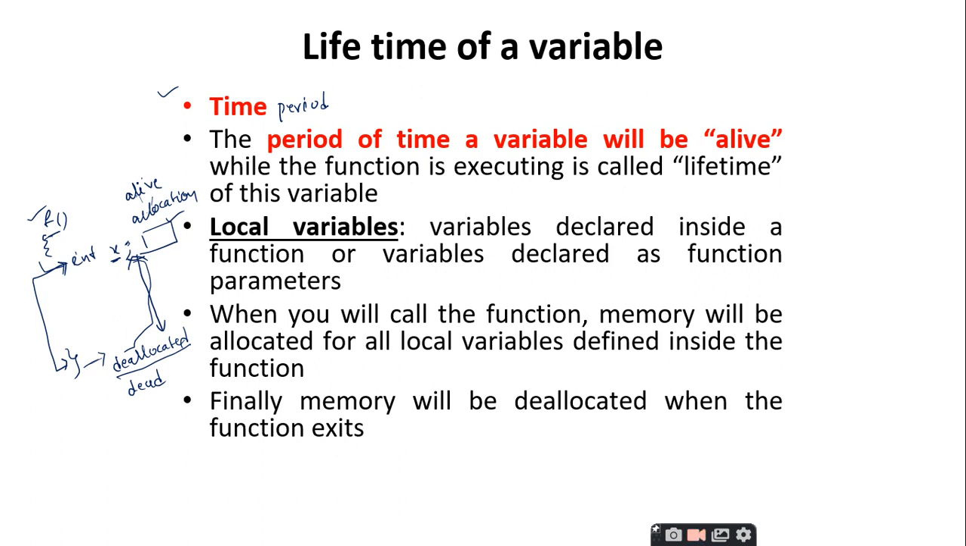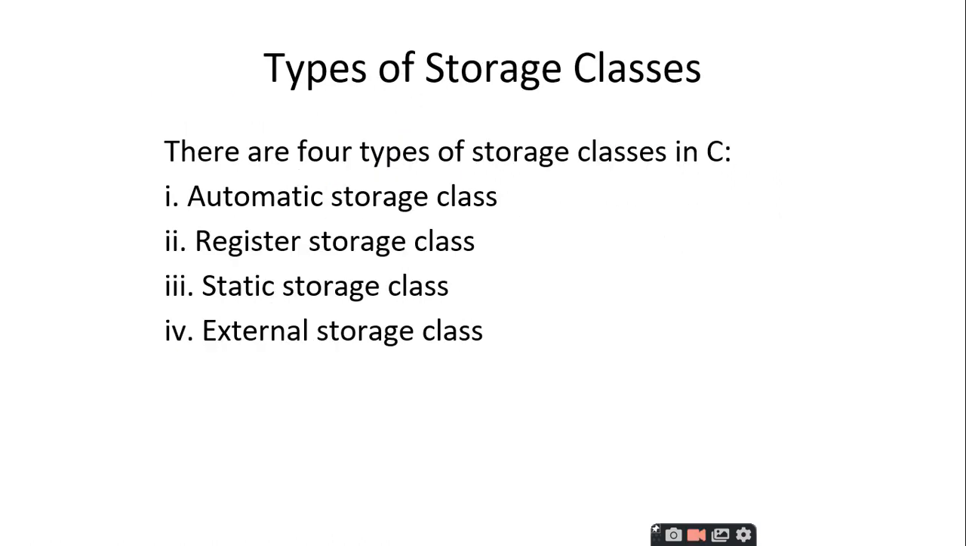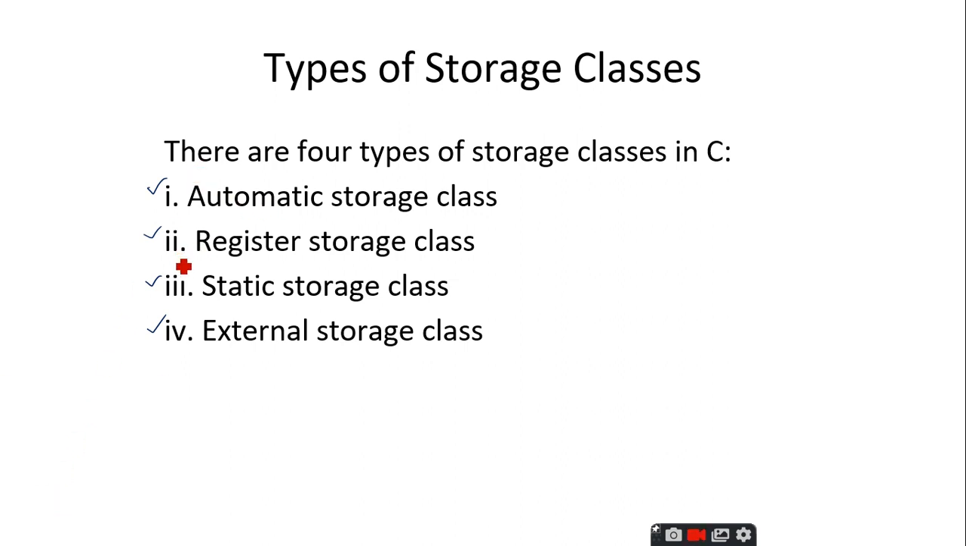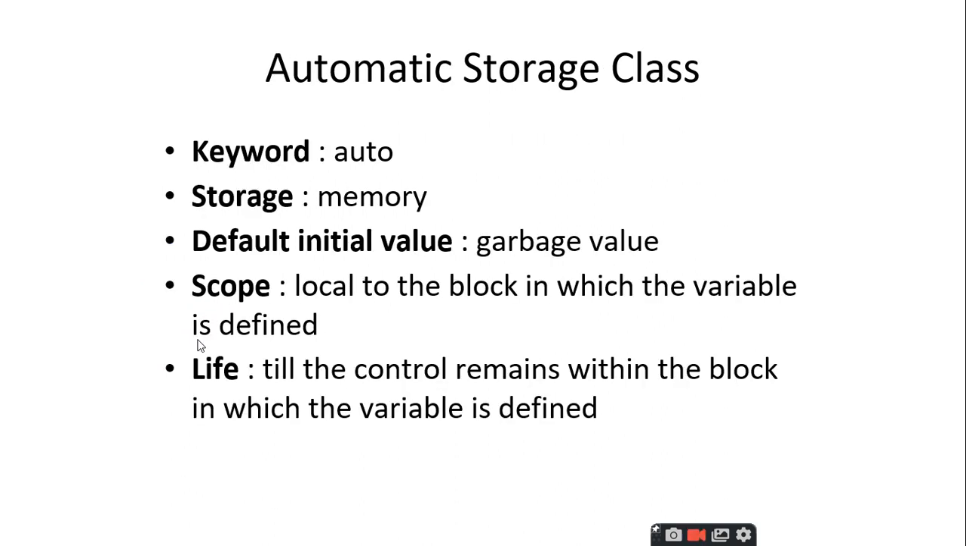So with these introductory concepts of what storage classes are, what information they are going to give regarding the variables, where we are going to store, what is the default value, what is scope and what is lifetime, we will actually go into the storage classes that are supported by the C programming language. As I discussed, the 4 types of storage classes supported by C are automatic variables, register variables, static variables, and external storage class. So these are the 4 storage classes we have: automatic, register, static, and external.